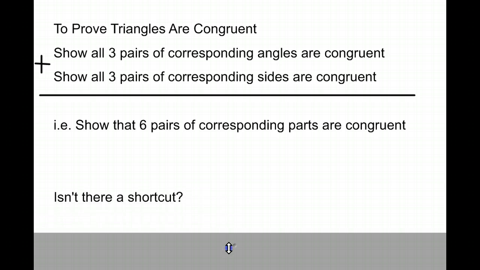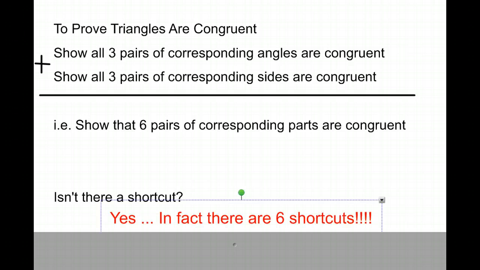Isn't there a shortcut? And actually, there is a shortcut, and in fact, there's more than one shortcut. So yes, there are 6 shortcuts. Now, I'm not going to go over each shortcut because this video would be very long, but we have notes on page 79 which summarize the shortcuts in the form of theorems and the like.